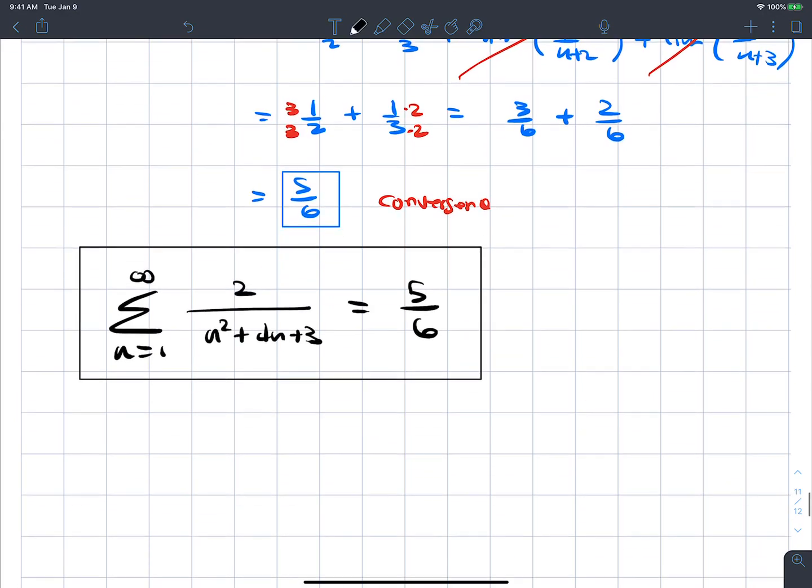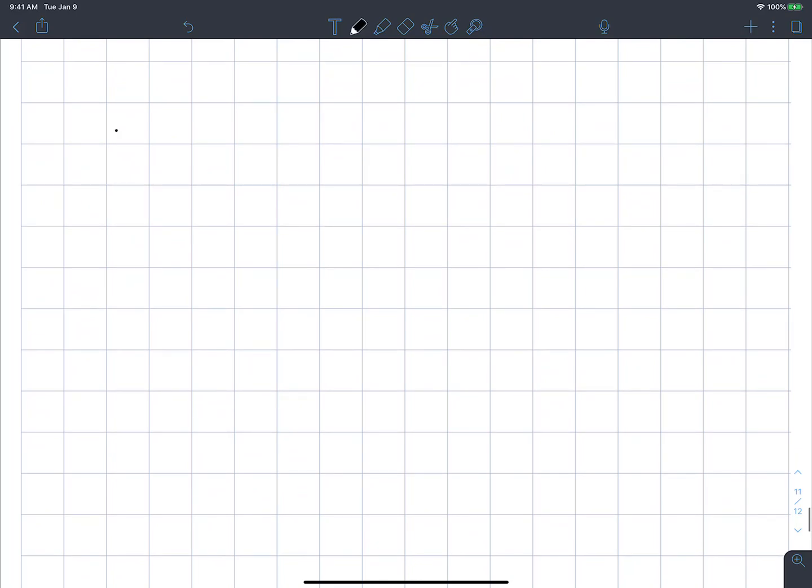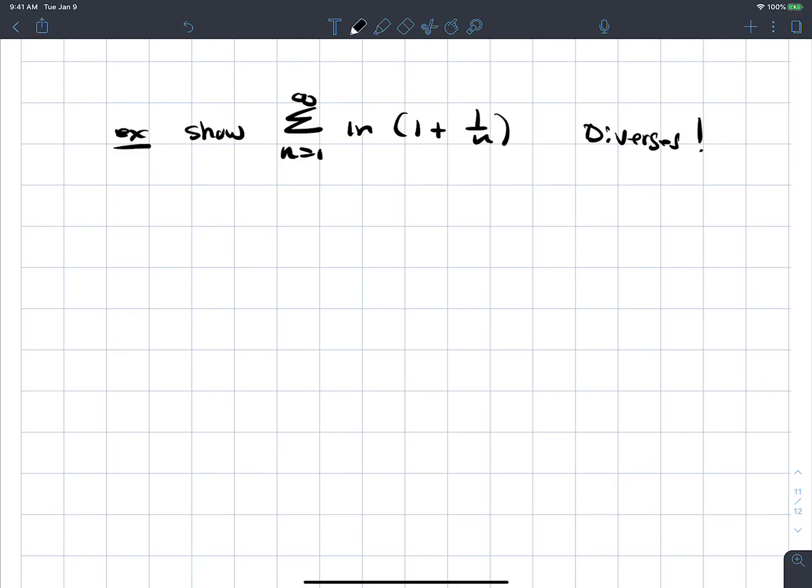So let me give you another example of these. Telescoping. This is going to be a major idea for us. This one says, show that this particular series, n goes from 1 to infinity, natural log of 1 plus 1 over n, diverges. And notice again, this is not, in fact, a geometric series. This isn't geometric.